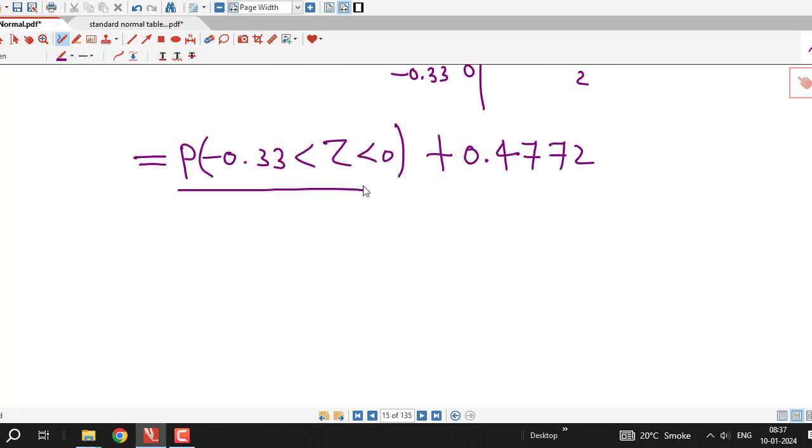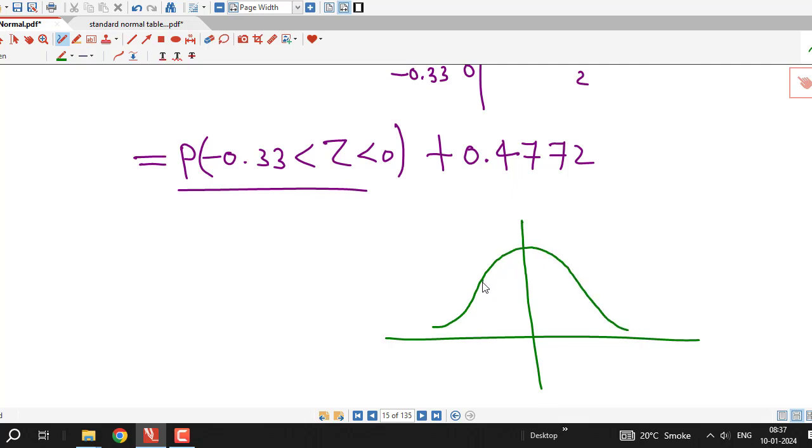Now how to find out this area? For that we can use the symmetry of this normal curve. We again sketch for understanding. This is our normal curve. Now suppose this point is minus 0.33, and because this is symmetric, somewhere here we have positive 0.33, and this is 0.